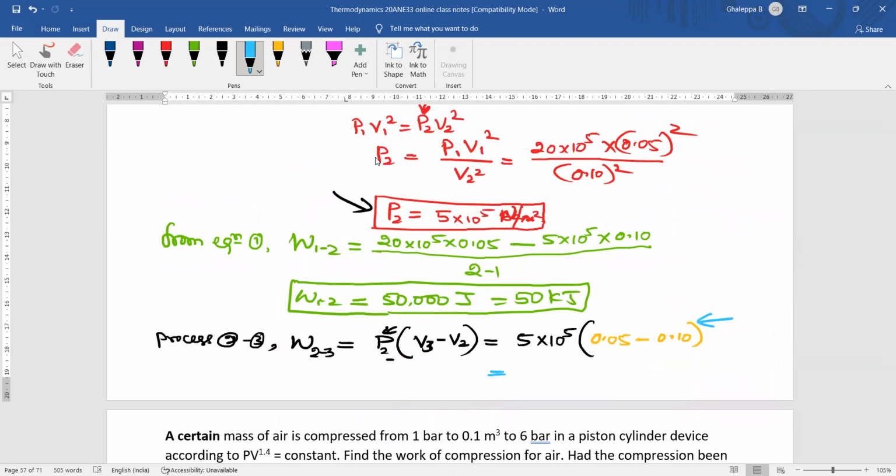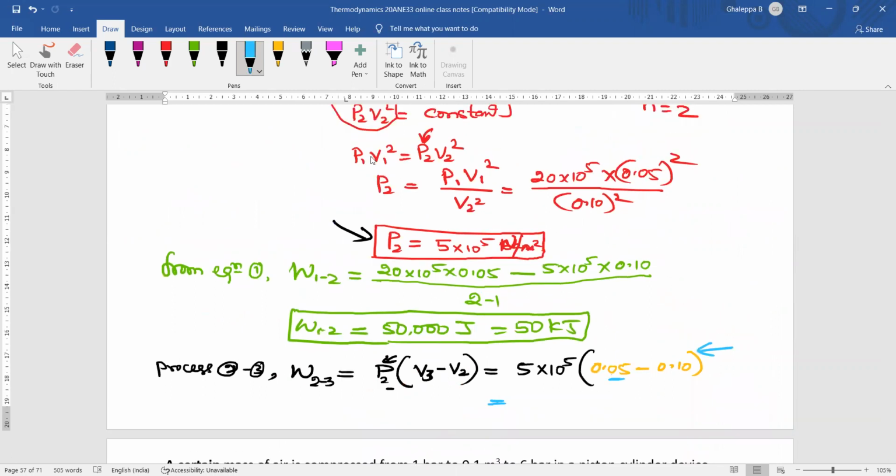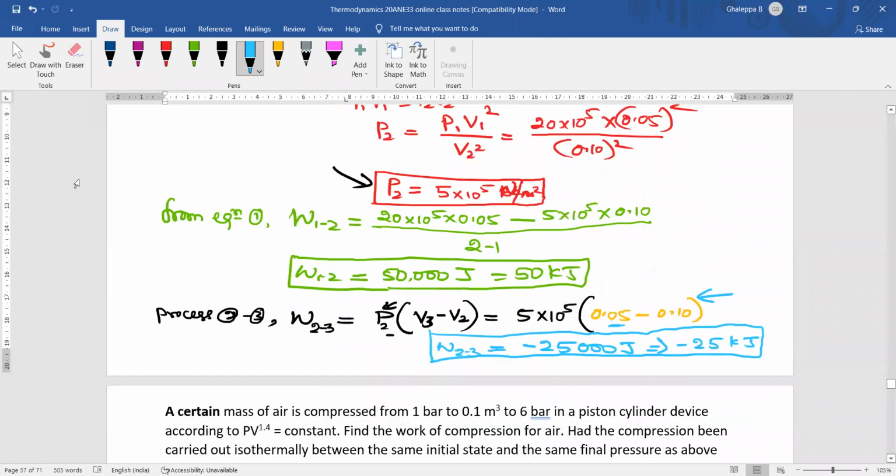By seeing the equation also you can say: here it is 0.05 and here it is 0.10. 0.05 minus 0.10, again you get a negative value. How much do you get? Minus 25 into 10 raised to 3, so minus 25,000 joule or minus 25 kilojoule. Correct. I will put a box for W2 to 3, on the safer side. Next.